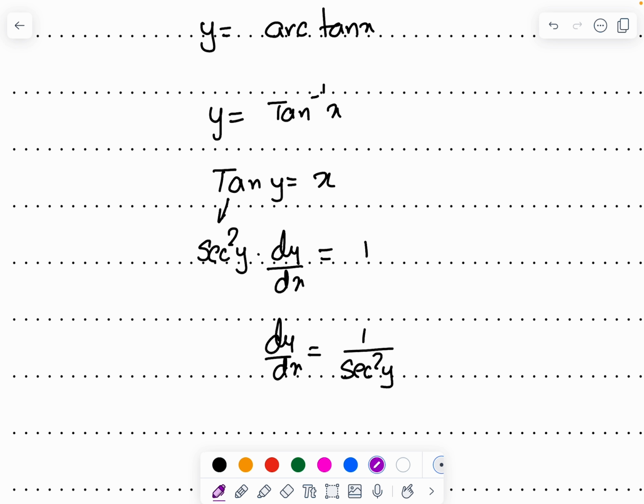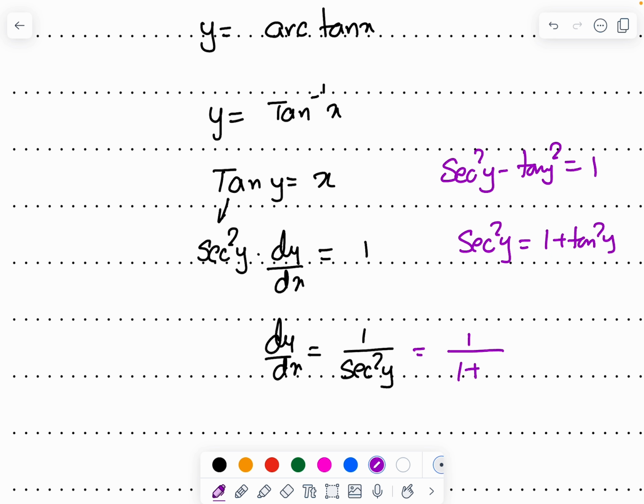Now we know the identity, secant square y minus tan square y equals 1. So what is secant square y? Secant square y is 1 plus tan square y. So I can write it as 1 upon 1 plus tan square y. But what is tan y? It is x. So 1 upon 1 plus x square. That's going to be the answer.